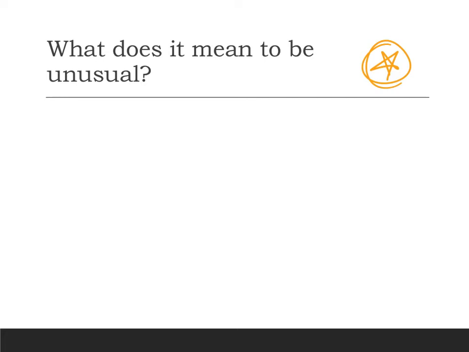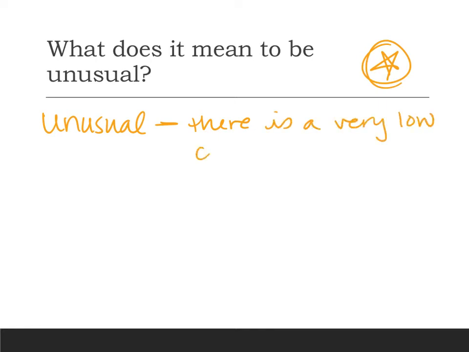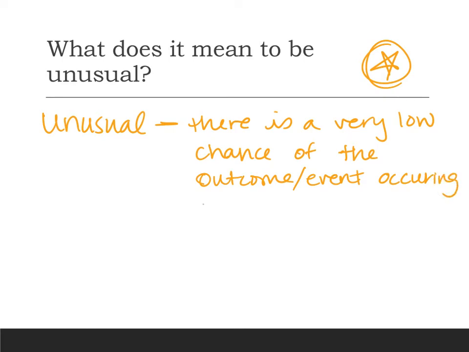Right now, until we get to chapters 9 and 10, we're going to have just a default. Unusual basically means there's a very low chance of the outcome or event occurring randomly.